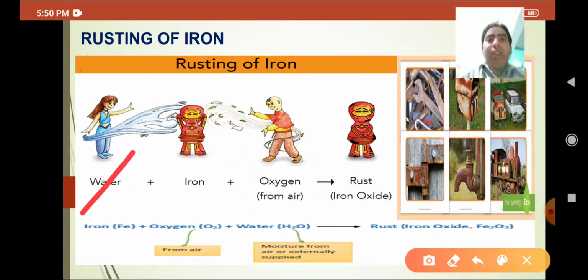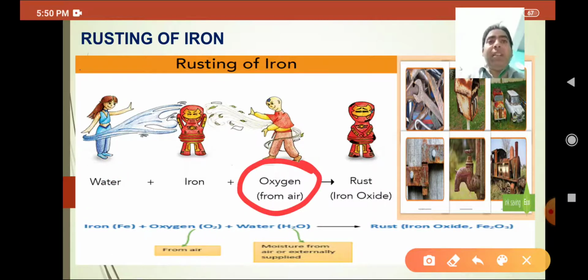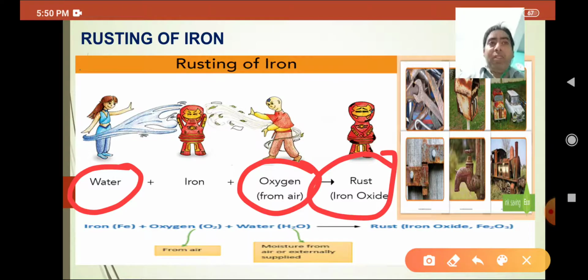Two conditions necessary for rusting of iron are, you can see here, first one is water, second one is oxygen. Both will be combined, then only the rust will come. You can see the water is thrown on the iron and the oxygen also acts on the iron. Rusting of iron is a chemical change because iron reacts with the oxygen and moisture, that is water, to form a new substance, that is the rust, that is iron oxide, and we cannot get back iron from the rust.